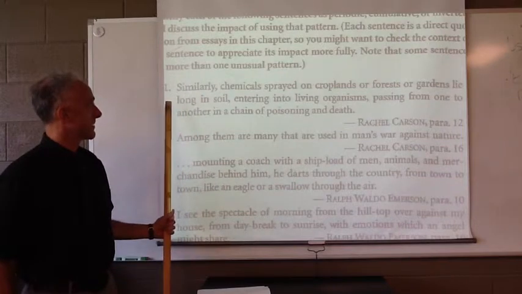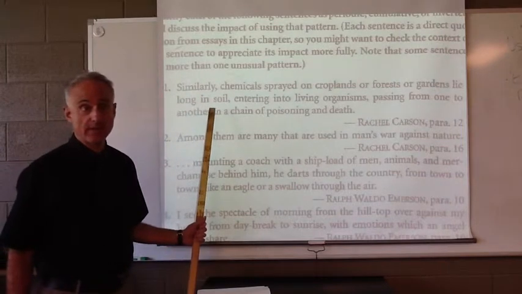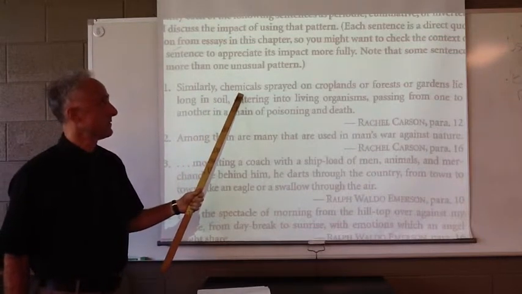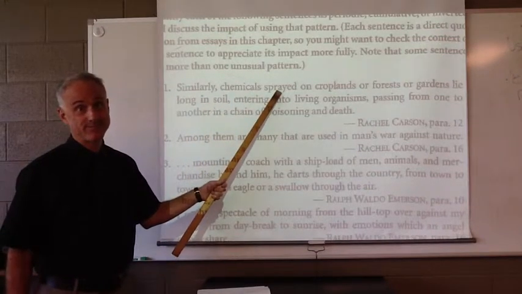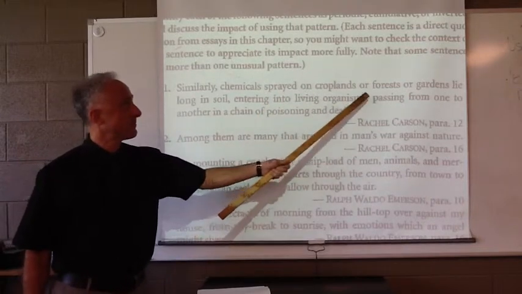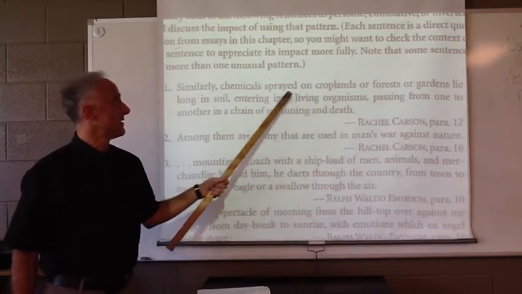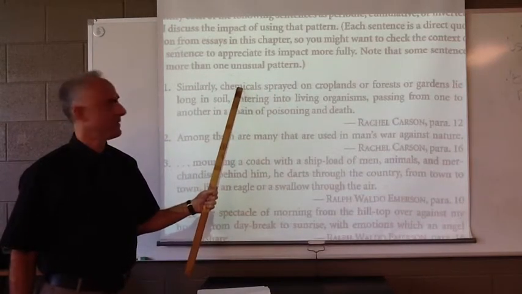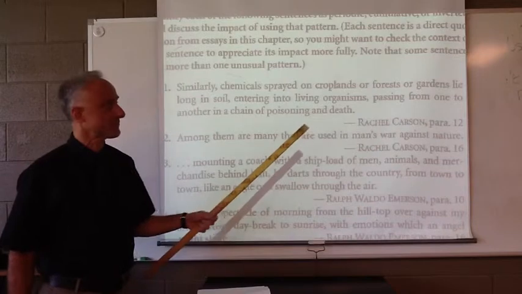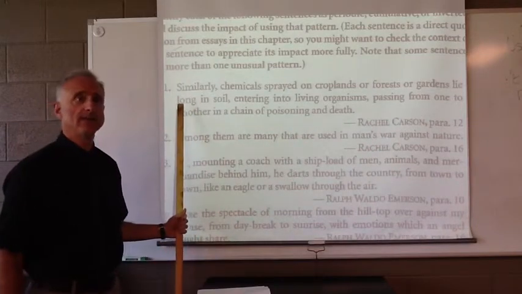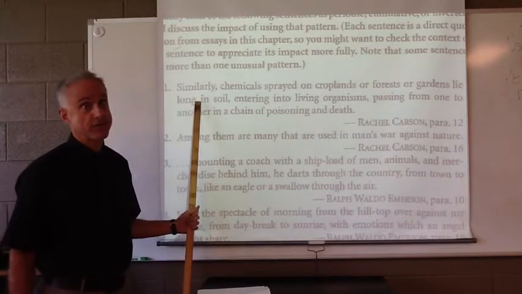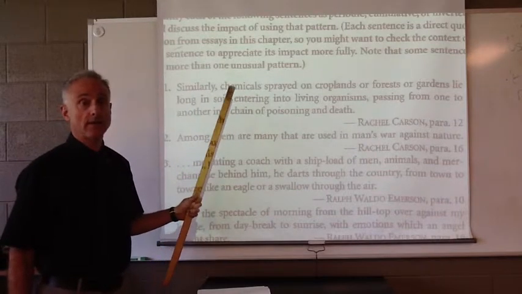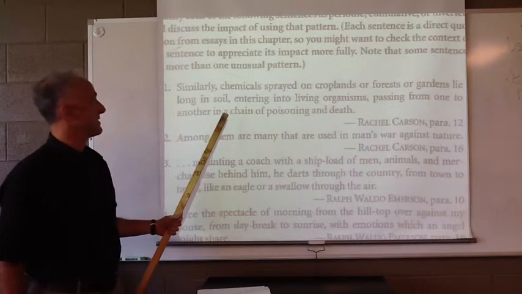Now, we need to find the subject and verb in the main clause. What are they? Chemicals. This is not the verb. Sprayed on croplands or forests or gardens is a modifier. It's a participial phrase modifying chemicals. So what's our verb? Chemicals lie. Where is it coming in the sentence? Definitely in the first part. And so our independent clause is our main idea. It's in the first part of the sentence.